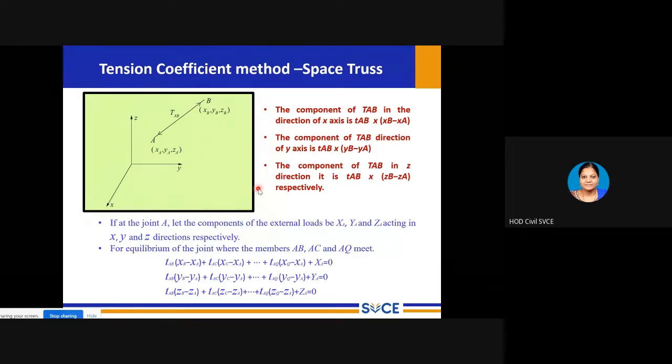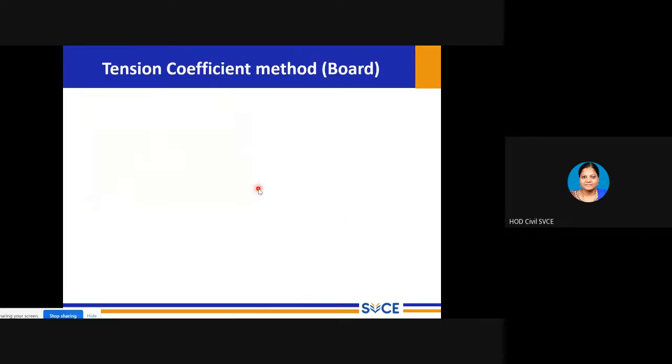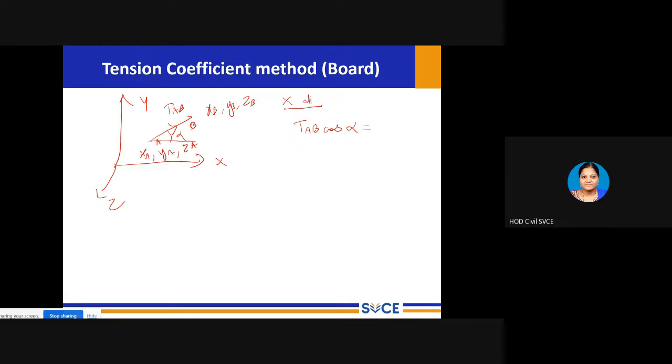What we are going to do is resolve the forces. That is, we are going to resolve the force TAB along the x-axis, along the y-axis, and along the z-axis. Similar to the expression we saw for the plane truss system, we are going to have another equation for this 3D space truss also. So again, you have x, y, z, and you have a member AB. You have the tension in the member as TAB. You have the coordinates XA, YA, and ZA, and similarly XB, YB, and ZB. Now I am going to resolve it along the X direction, similarly along Y and along Z. If I resolve it along X, TAB cos alpha, we already got this relationship, TAB into XB minus XA divided by L, which is nothing but small tAB into XB minus XA.